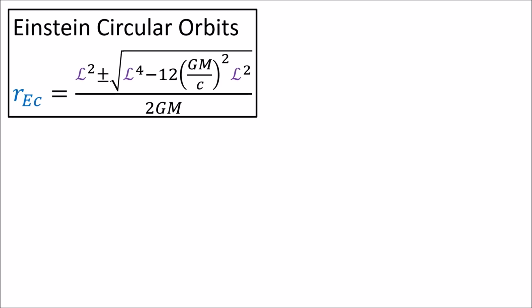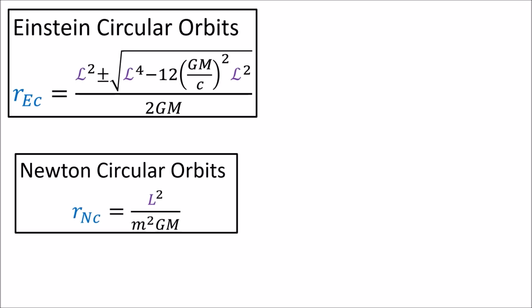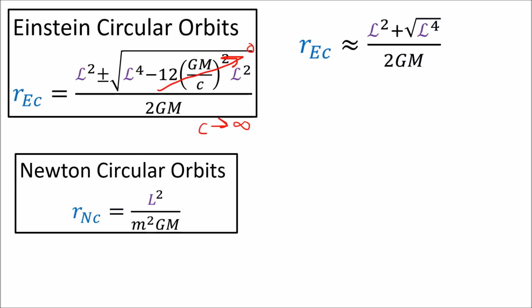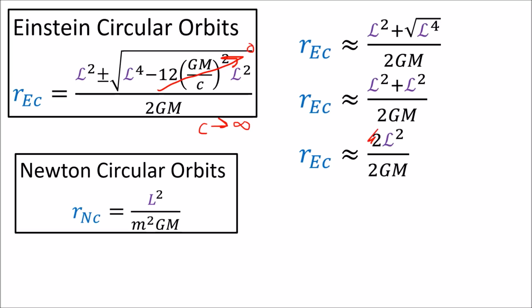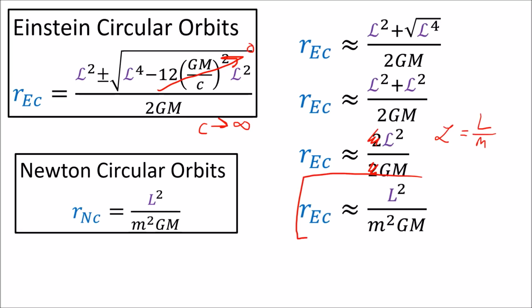Also, we can compare the circular orbits from general relativity to the circular orbit in Newtonian gravity. If we take the speed of light to approach infinity, this term goes to zero. After canceling and replacing script L with L over mass, we recover the expected circular orbit from Newtonian gravity.